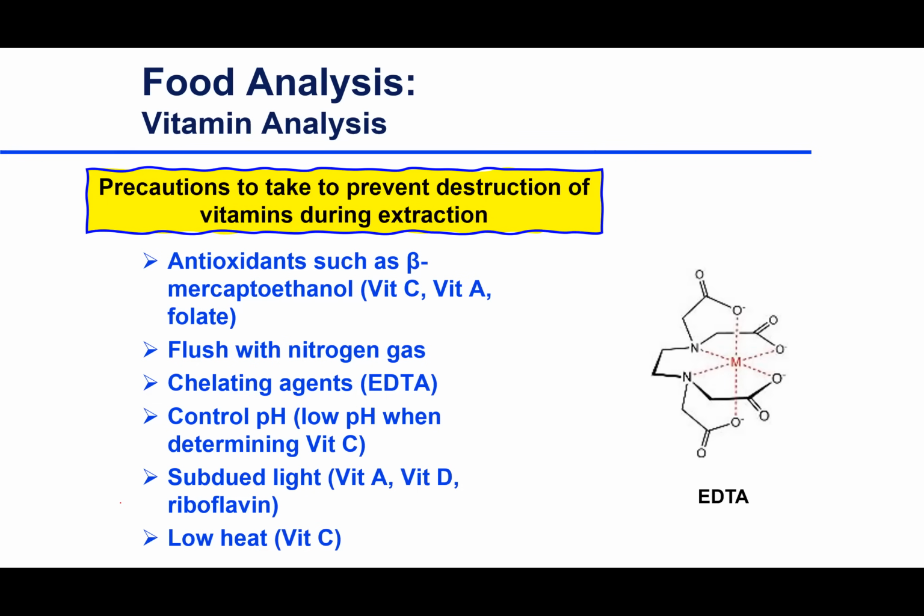because you'll lose them in the process of extraction. So we often use antioxidants, and this is particularly important for vitamin C and vitamin E, a little less so for folate, but they use things like beta-mercaptoethanol, glutathione, some other very commonly used antioxidants. Once you extract it, particularly for the fat-soluble vitamins, you want to flush the containers with nitrogen so that they don't oxidize.